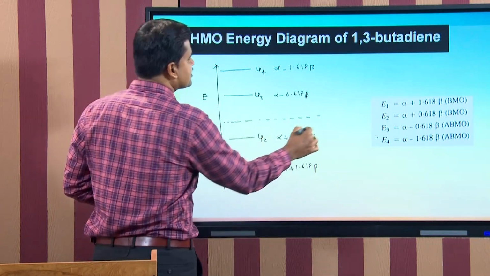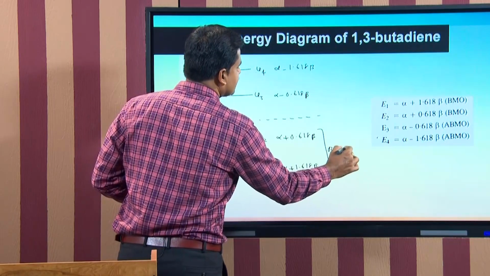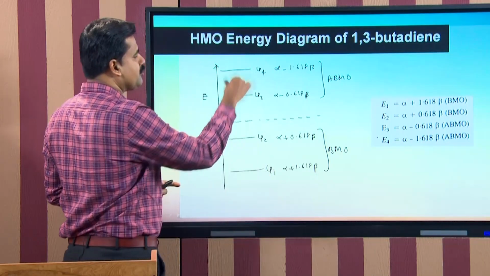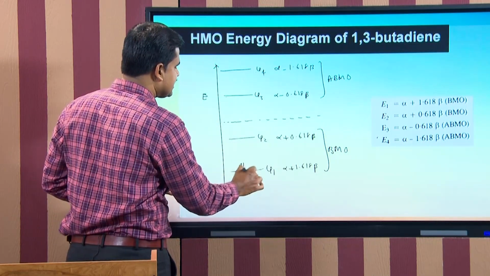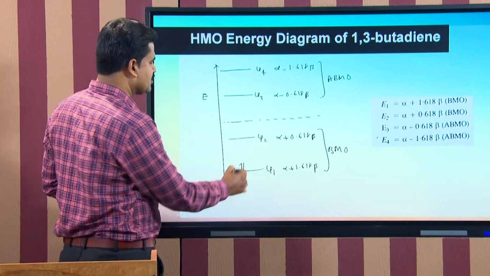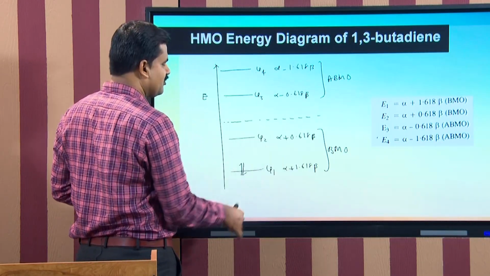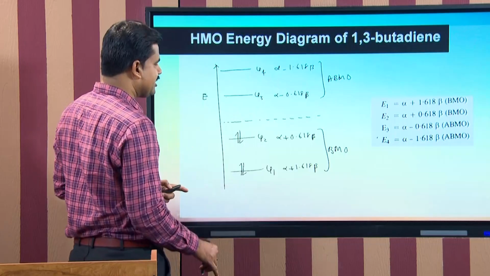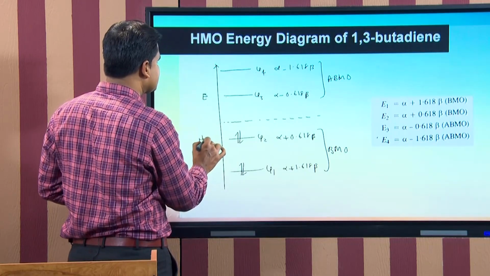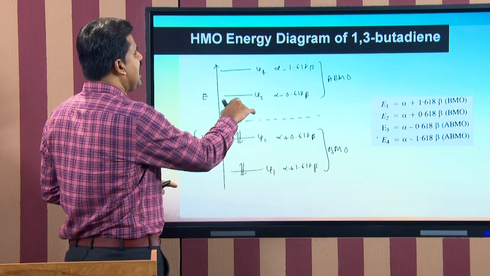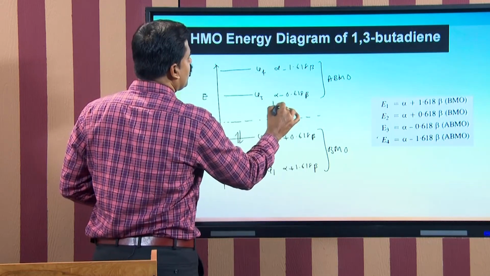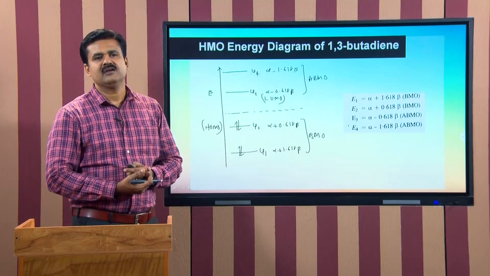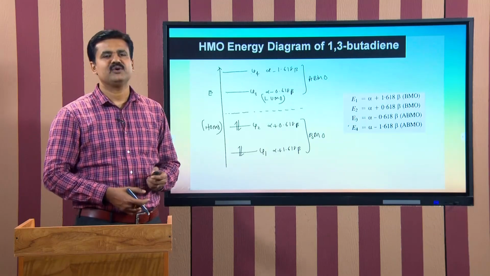The first 2 levels are bonding molecular orbitals, and the last 2 are anti-bonding molecular orbitals. We can put pi electrons here. 1,3-butadiene is a 4 pi electron system. 2 pi electrons are present in the energy level E1, or molecular orbital psi1, and the other 2 electrons are present in psi2. So psi2 can be considered as the highest occupied molecular orbital, and psi3 as the lowest unoccupied molecular orbital. This is the HMO energy level diagram of 1,3-butadiene.